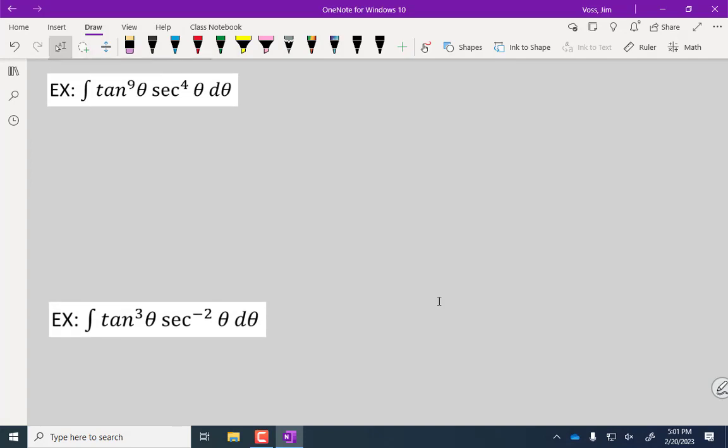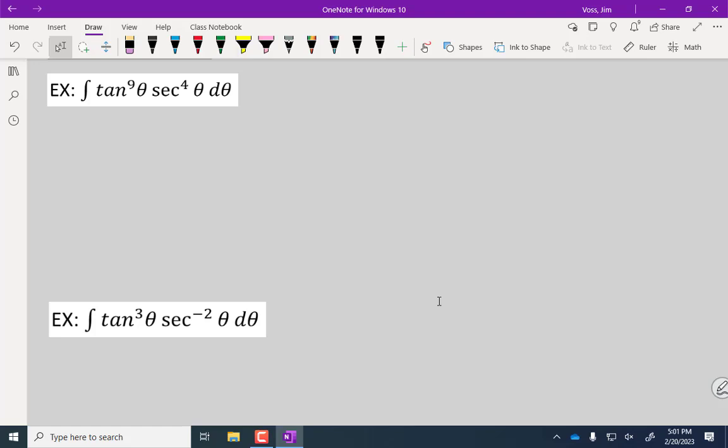Okay, so let's look at that beast right there. Both conditions are met. Secant has an even power, and tangent has an odd power. So let's try to think about which one would be easier. Secant to an even power, we pull off secant squared, and we'd have to convert secant squared over to tangents. Just hold that in your mind.